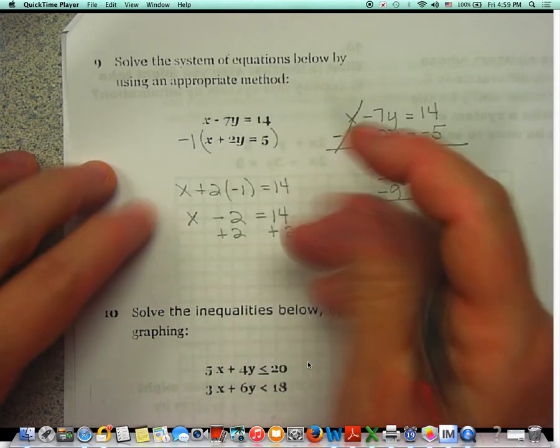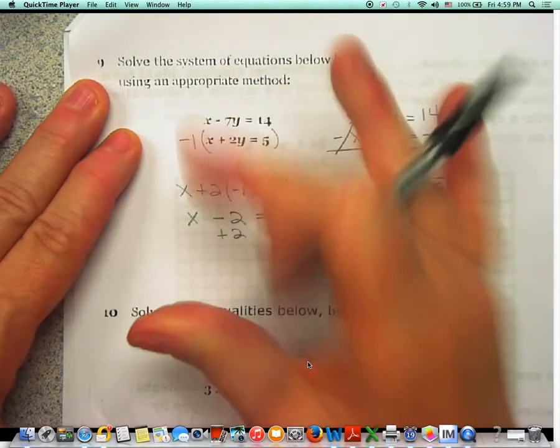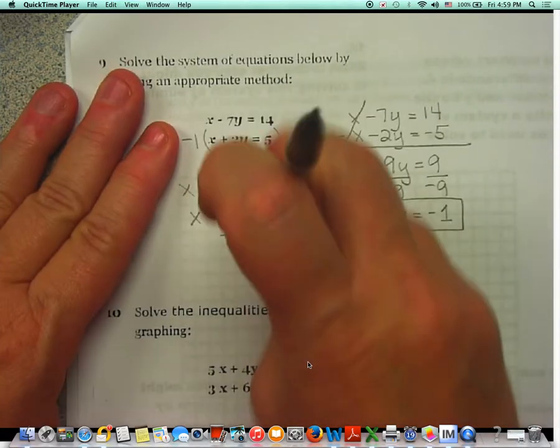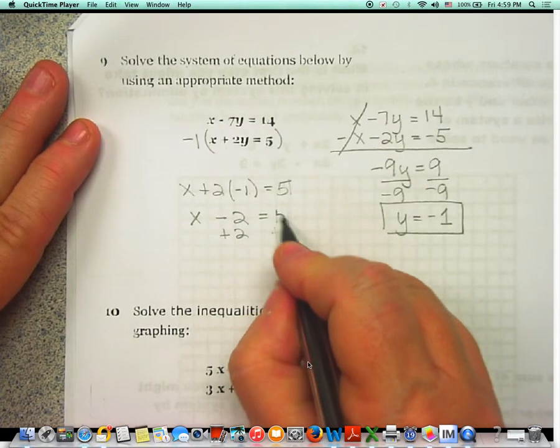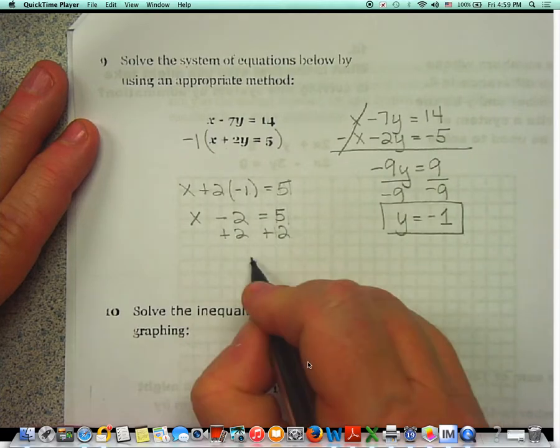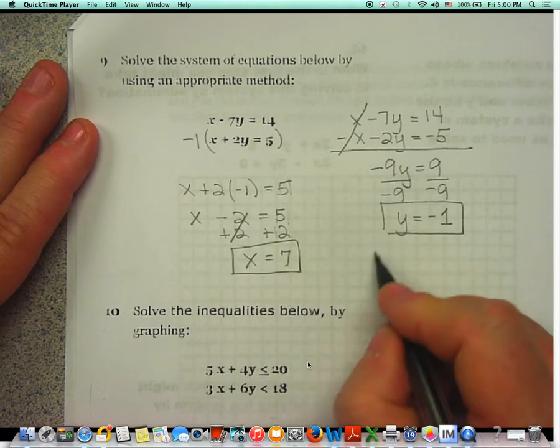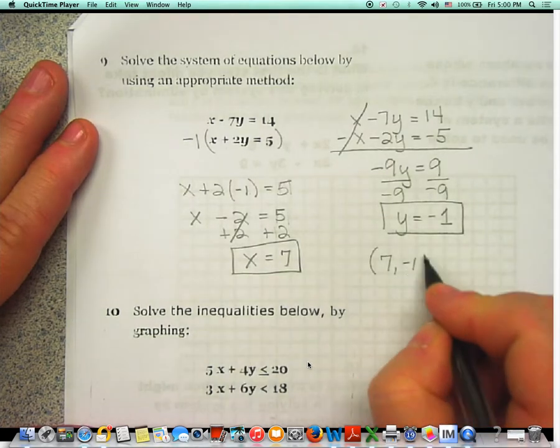Whoops, I just wrote that down wrong. Actually, that's a 5, isn't it? x plus 2 times negative 1 equals 5, not 14. Okay, then I'm going to add 2 to both sides, and so now I get x equals 7, which is the right answer. So the answer is 7 comma negative 1.